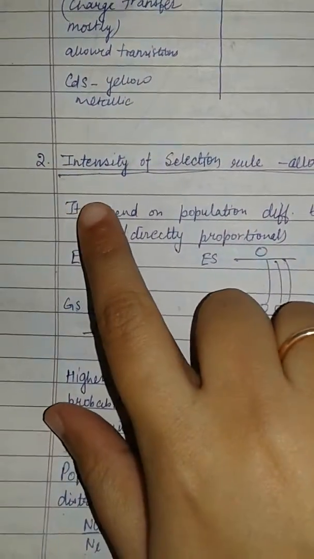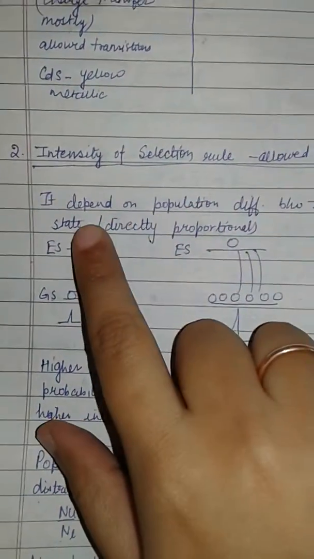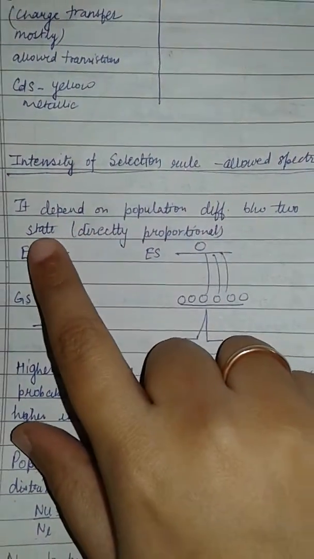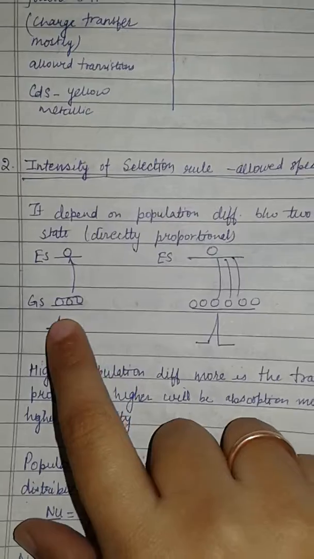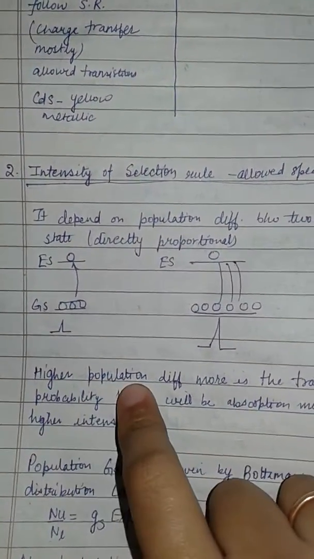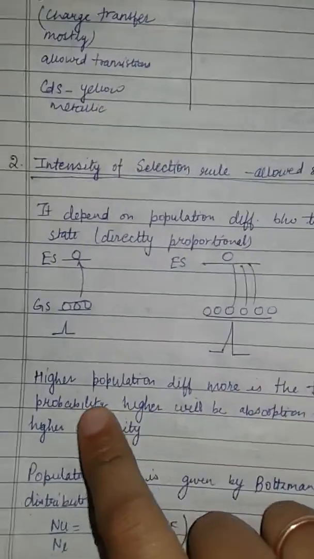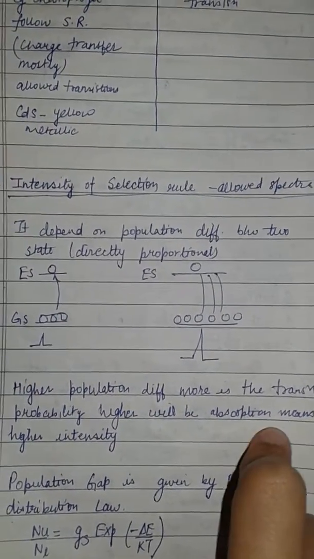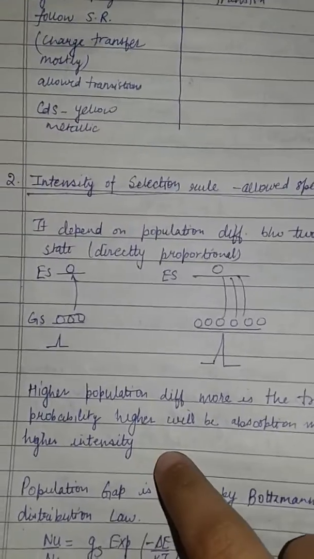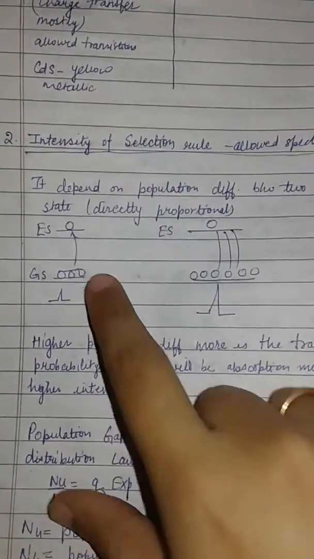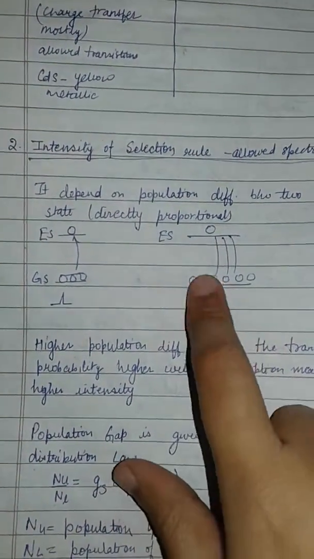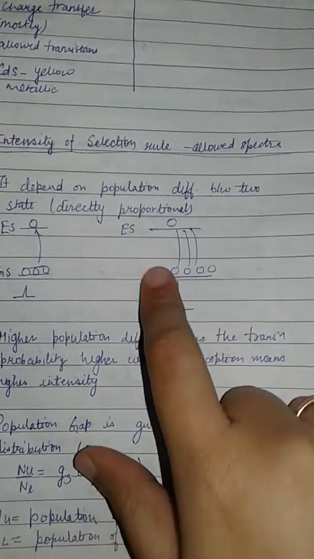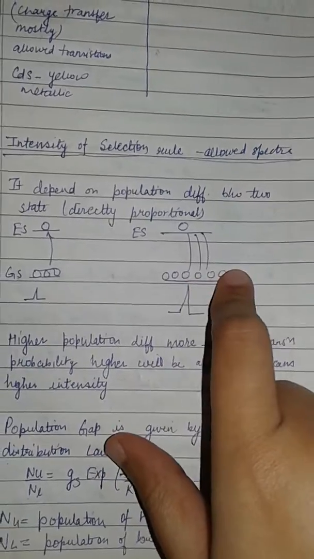Now the second point is intensity of spectra. It depends on the population difference between two states. That is, it is directly proportional. If the population difference is higher, then the transition probability will be higher. Therefore, more absorption and higher intensity. For example, this has more intensity because the probability of transition is higher, because the ground state is more filled.